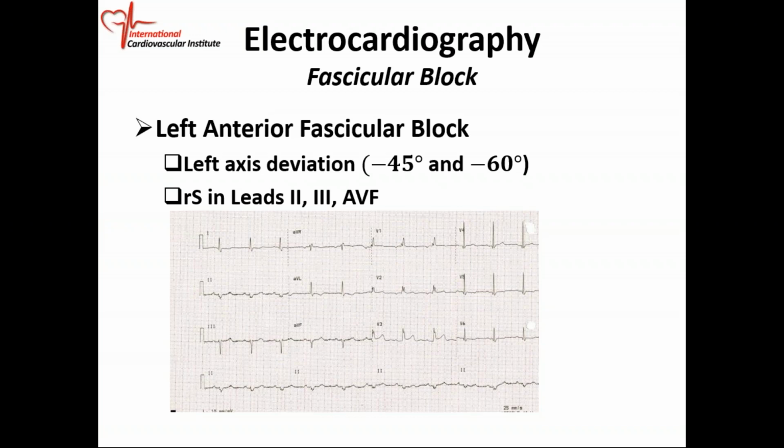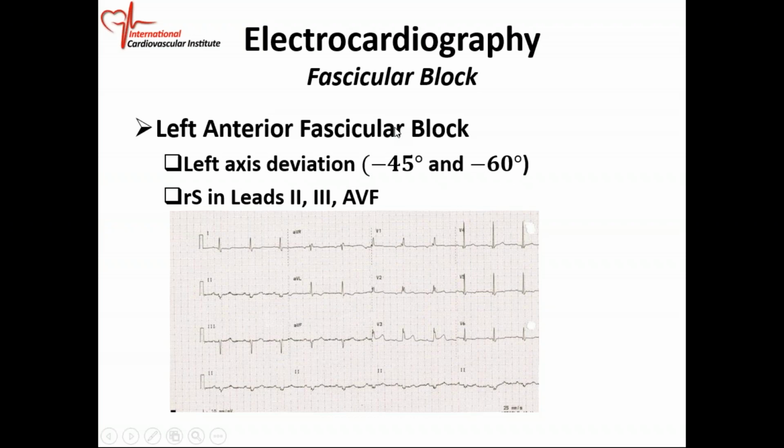Now remember that the left bundle has two fascicles. It has an anterior fascicle and a posterior fascicle. These are just branches. So the left bundle has two branches: an anterior fascicle and a posterior fascicle. And each of those fascicles can be blocked. So if the anterior fascicle is blocked, we call that a left anterior fascicular block.